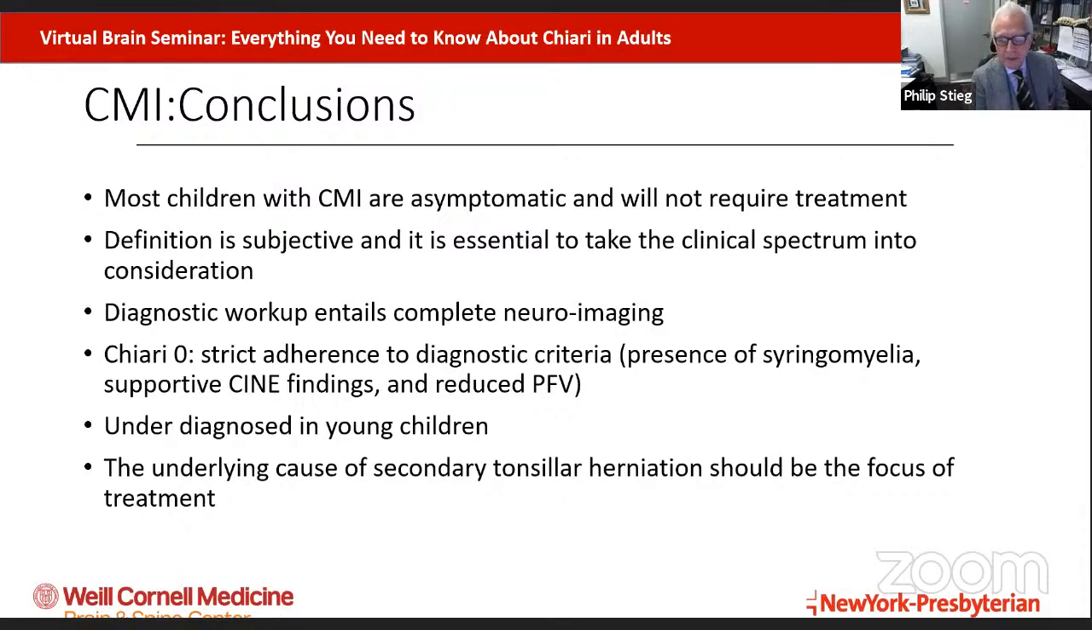Surgery should be the last, final treatment if all you are presenting with is headache.